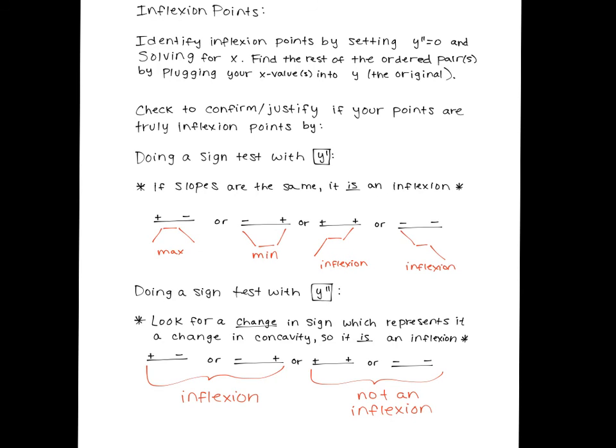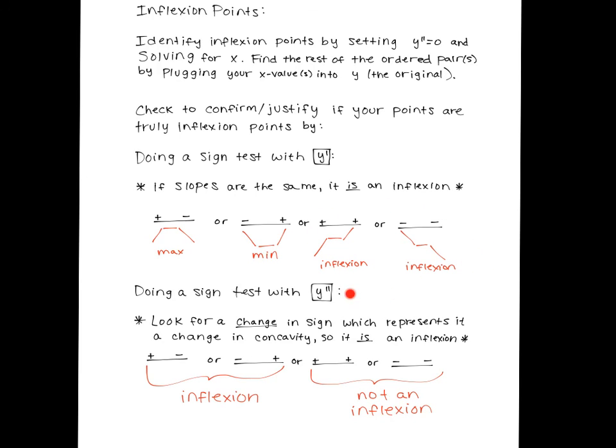The thing is, you can't assume that just because the second derivative is 0 that it is an inflection point. It could just be a local max or local min. So you have to check, you have to confirm that it's an inflection point, and there's two ways to do that. You can use the first derivative and do a sign test. This is just like we did before when we said, let's classify stationary points. Same exact idea. Test the left, test the right, and see. You're looking for it to be the same slope.